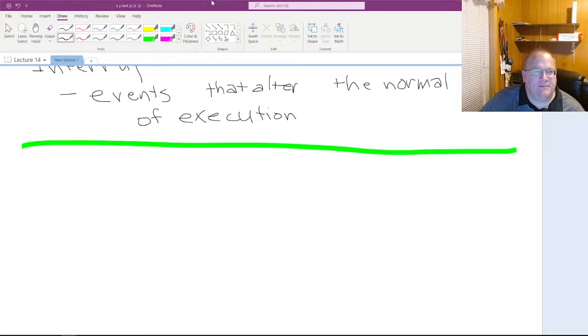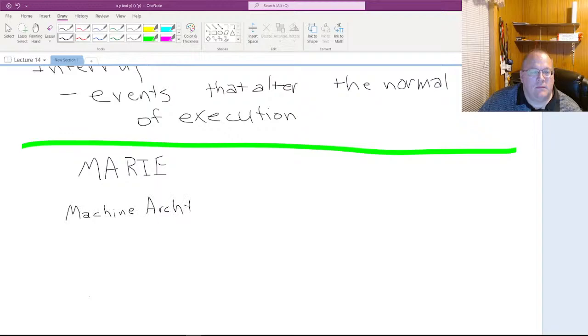So now I want to start talking about how Maria works. First off, what does machine architecture mean? Machine architecture that is really intuitive and easy.